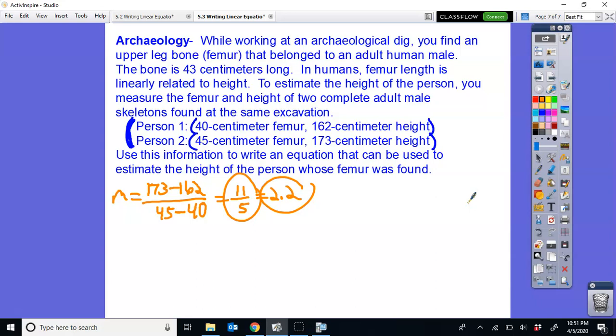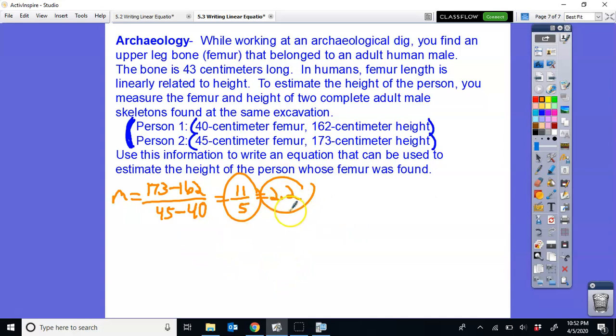Here's the other reason it's okay to use 2.2. If you're thinking about centimeters in height per centimeter of a femur, basically what that means is every centimeter of femur, you expect to gain 2.2 centimeters in height for that person. So let me say it another way. As your femur gets longer, each centimeter, the person gets 2.2 centimeters taller.